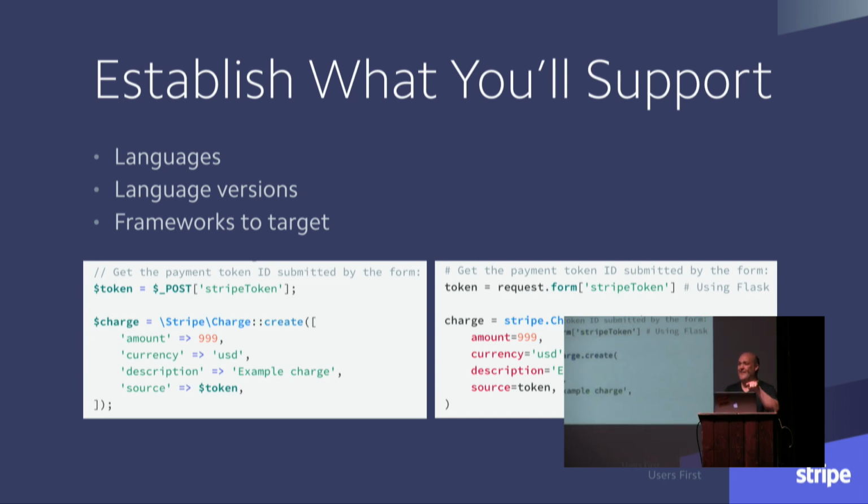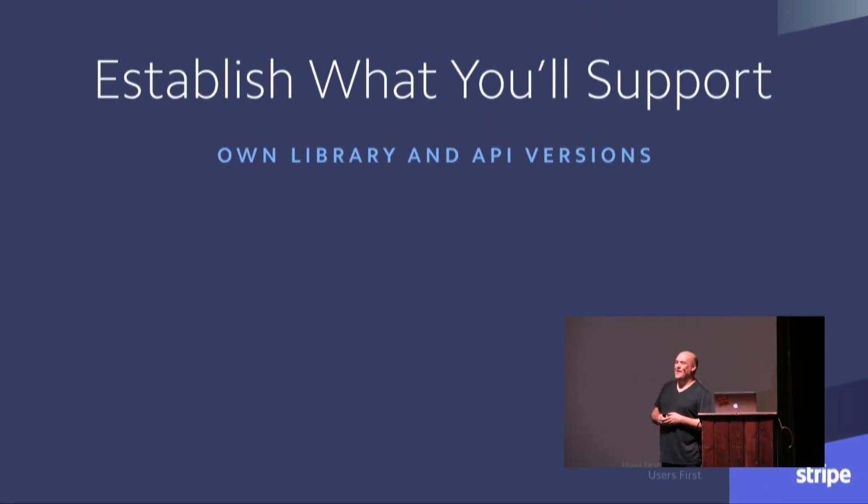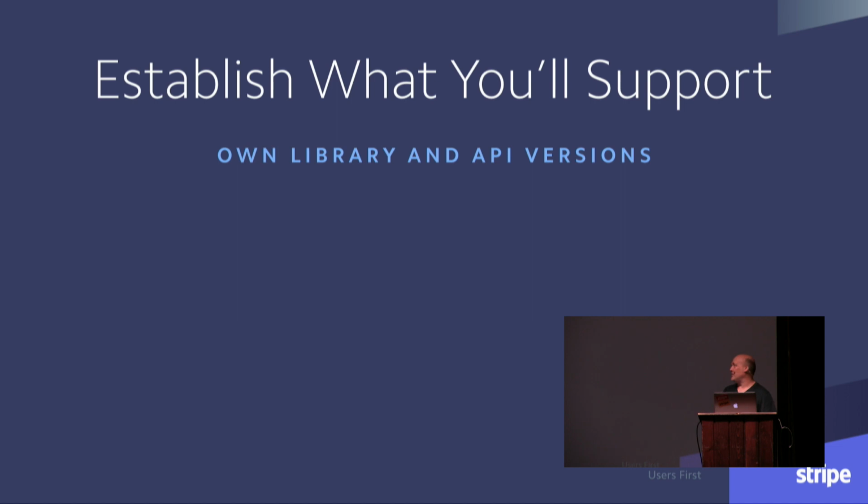Like the part where I said it's actually in the note. That's why I said it. So looking inward, you want to make a decision about your library versions that you're going to support and the API versions, assuming you have a versioned API as we do.